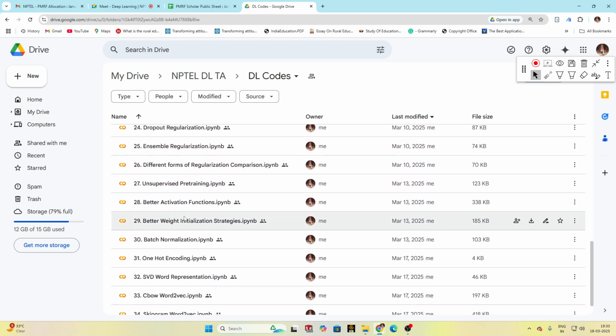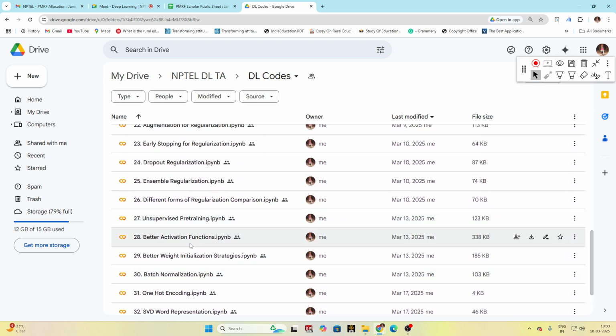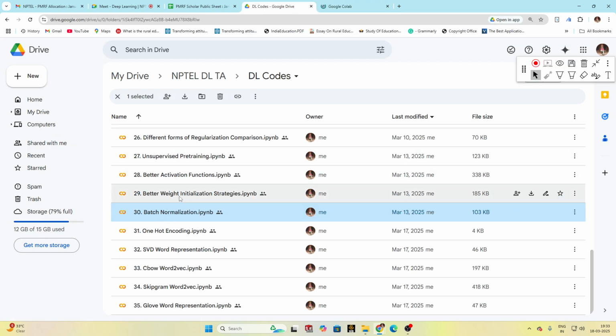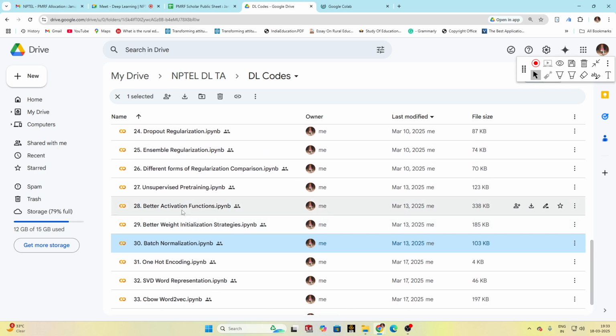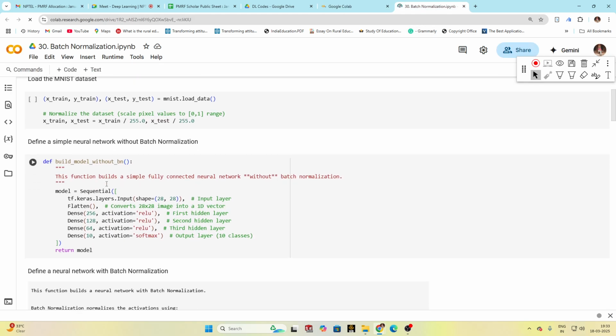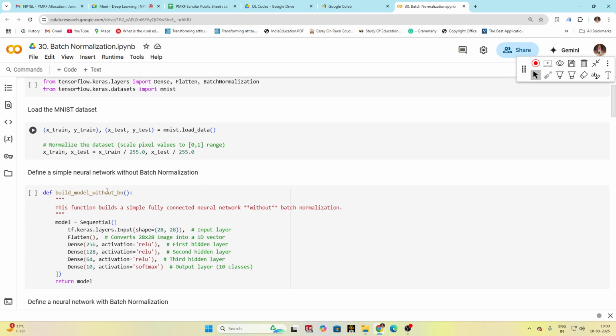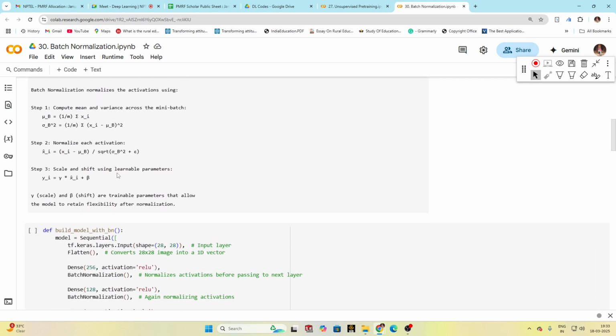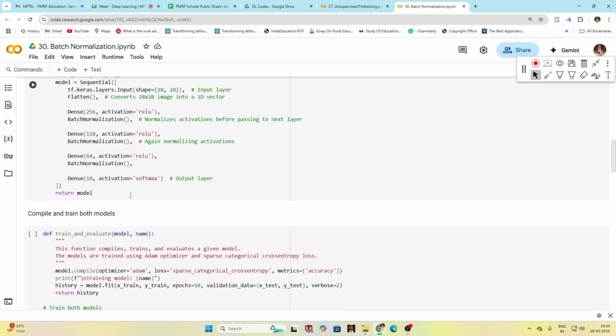You all know this folder, and at the top you will find the DL code. You can see some of the codes here, like batch activation, batch normalization, pre-activation, unsupervised pre-training, as well as batch normalization. This is the code for batch normalization. I have taken the MNIST dataset, and I have also included all of these definitions and formulas here for ease.